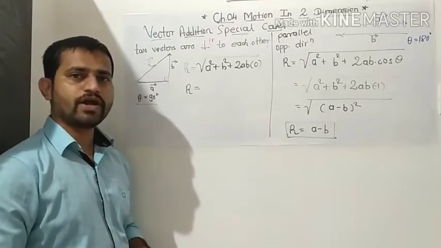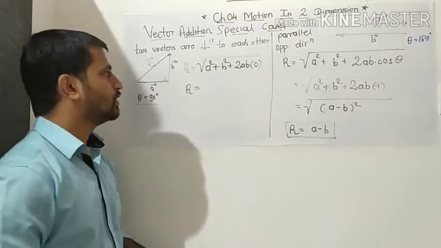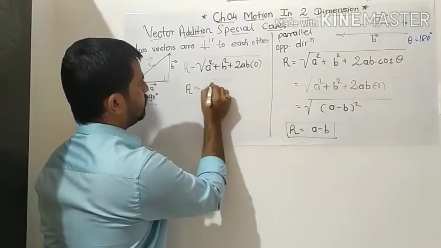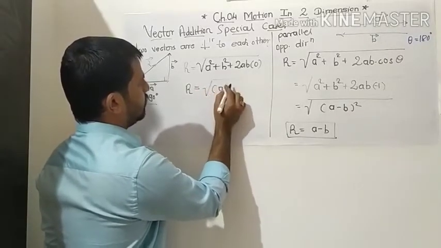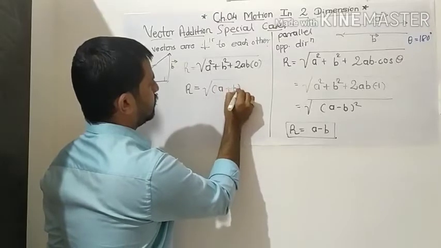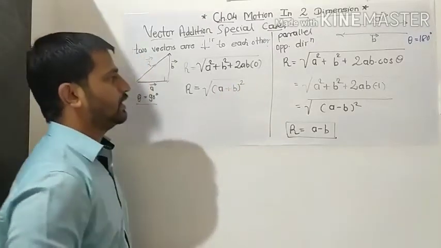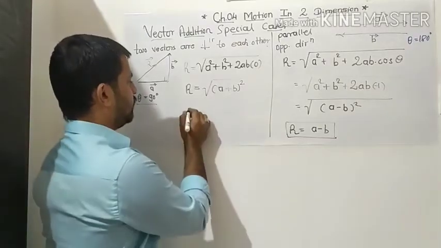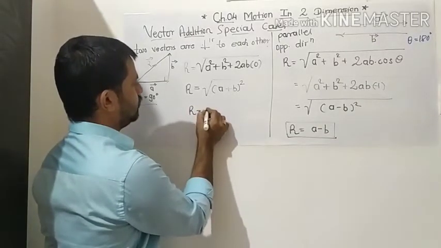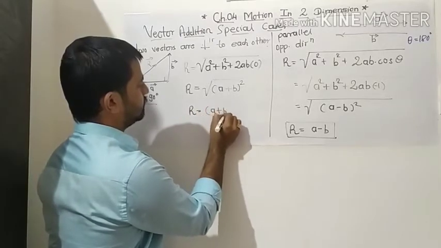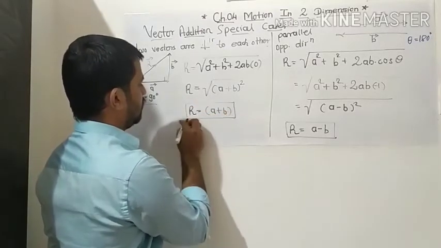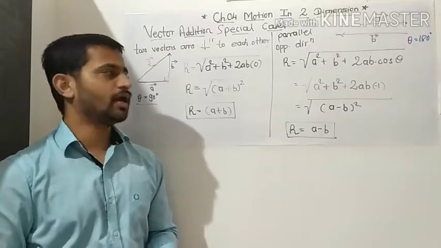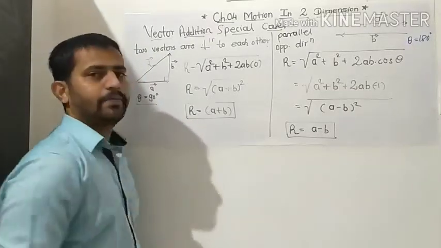So accordingly, if we find out the value here, then the value of R will be under root of a plus b bracket square. So if we remove the bracket, our value becomes R is equal to a plus b. So what is the value here? R is equal to a plus b.